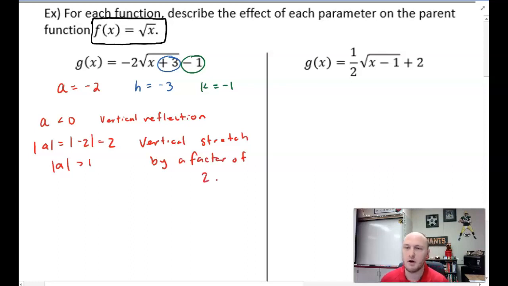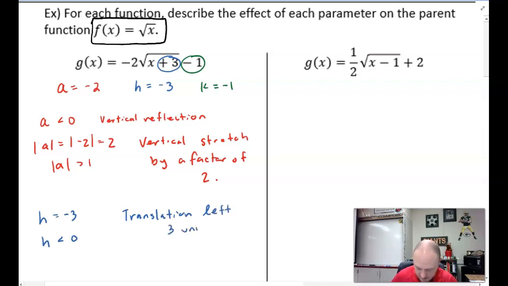And remember, that's going to cause all of our vertical values, how far we go up or down, to be multiplied by 2. Okay, so there's the a value. Our h value is -3. Since h is -3, and that is less than 0, we're going to the left. So translation left 3 units. And again, I don't say the negative, it's going left -3 units.